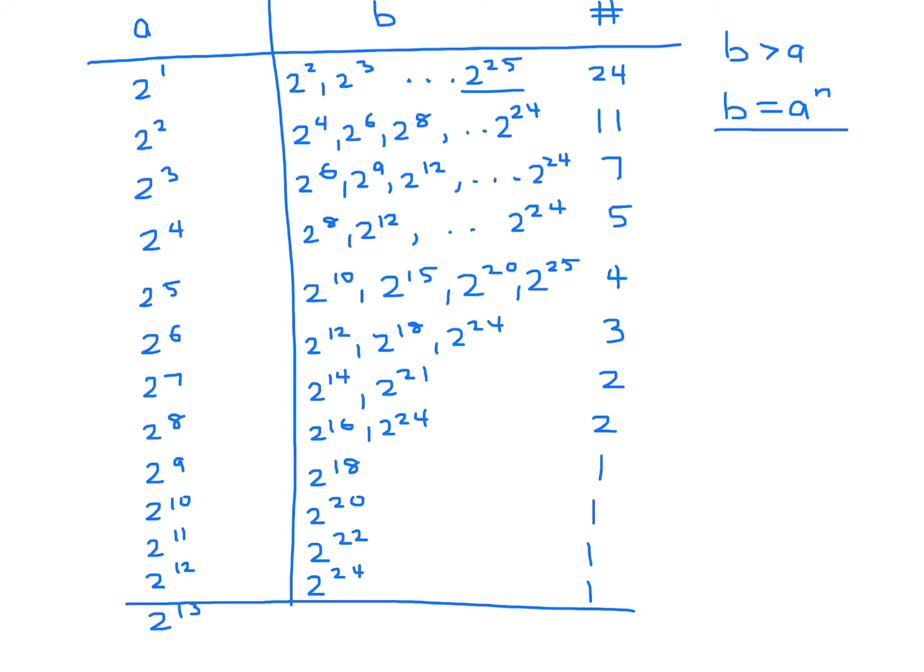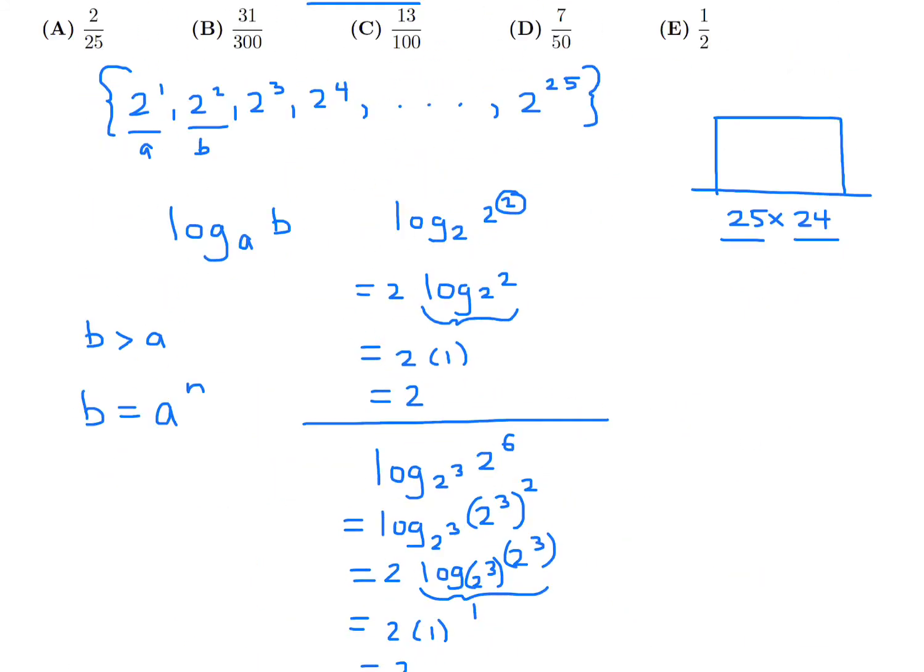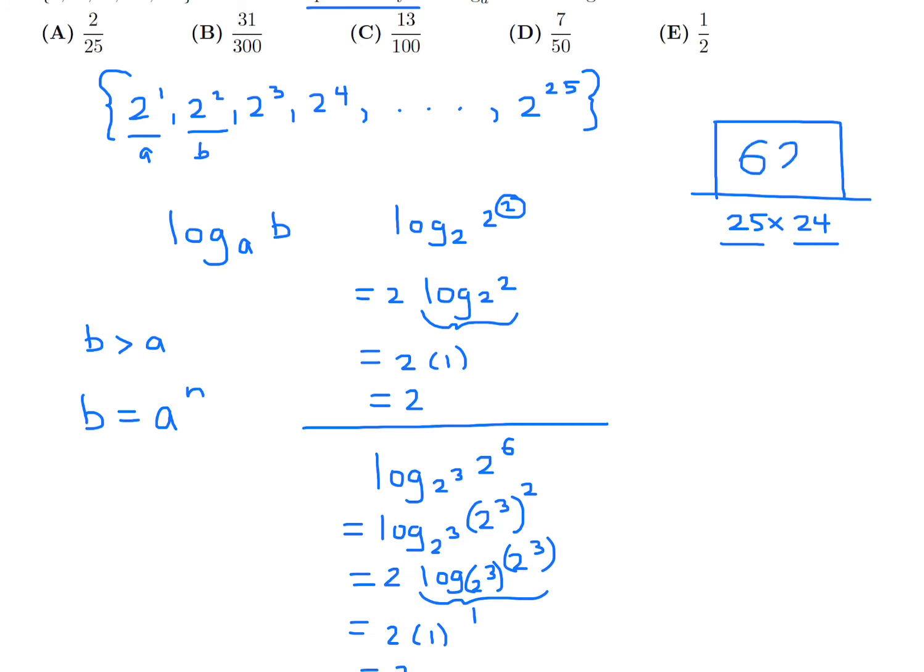So that's it. Let's add all these up. 24 plus 11 plus 7 plus 5 plus 4, 3, 2, 2, 1, 1, 1, 1 is 62. All right. We got it. 62 is my numerator. There you go.